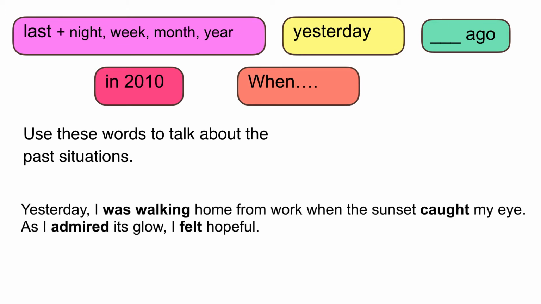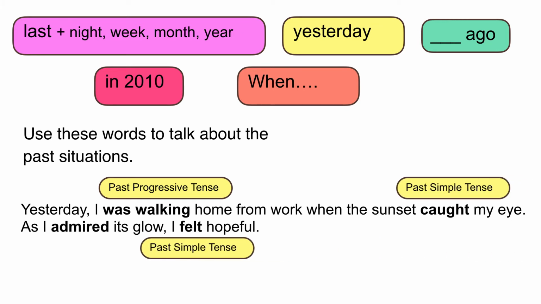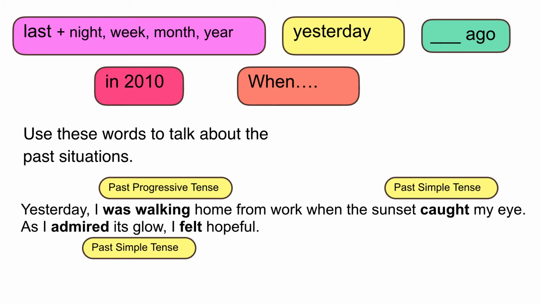For example, yesterday, I was walking home from work when the sunset caught my eye. As I admired its glow, I felt hopeful. You see two different verb tenses here. The past progressive and the past simple tense.